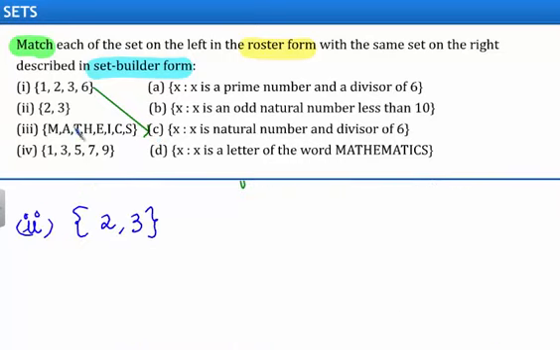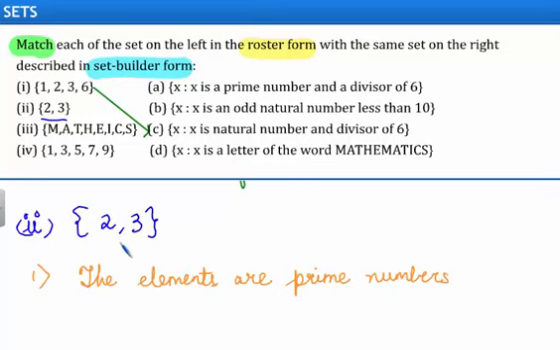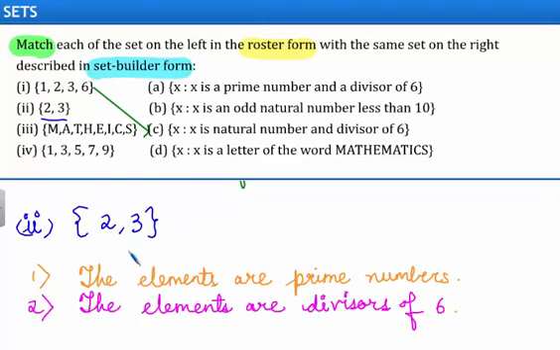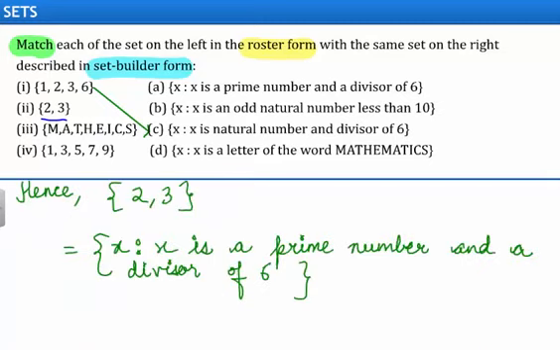The next set in roster form given to us is 2, 3. Now, on observing these elements 2 and 3, we see that these elements are prime numbers. Also, these elements 2 and 3 are divisors of 6. Hence, the set 2, 3 can be written as x is such that x is a prime number and a divisor of 6. So, we can match this number 2 with A.